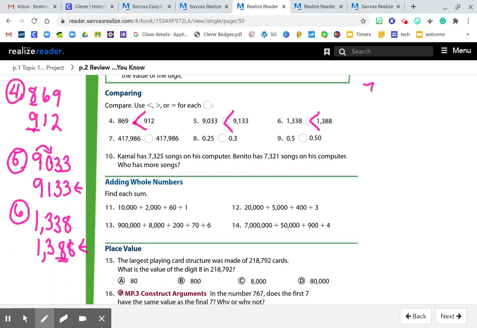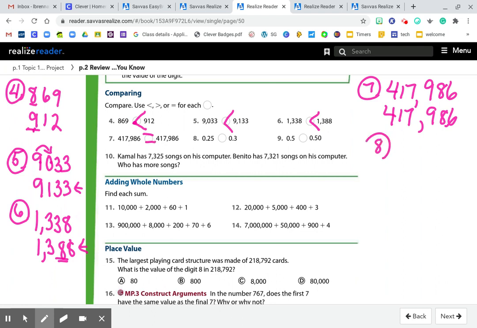For number 7, again, neatly in your notebook, you line them up. It's easier to compare them if you can see them on top of each other. And these numbers are exactly the same, so they're equal.